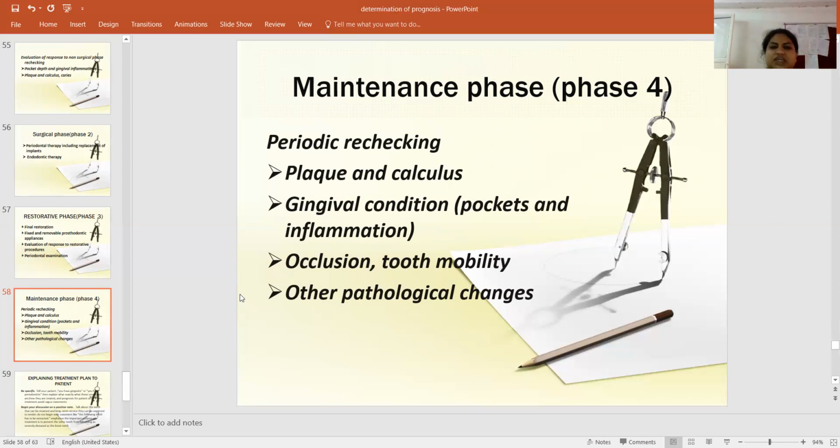And if the patient is stable, we can schedule the patient for the periodontal flap surgery. And afterwards, you can recall the patients every 6 months.